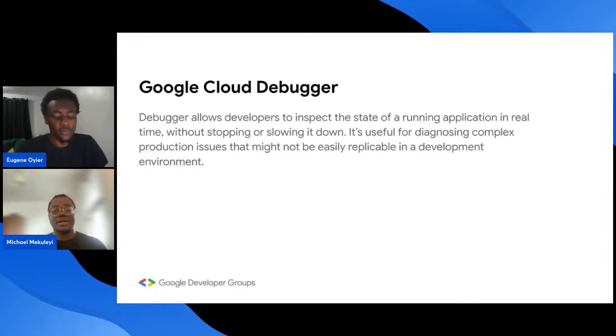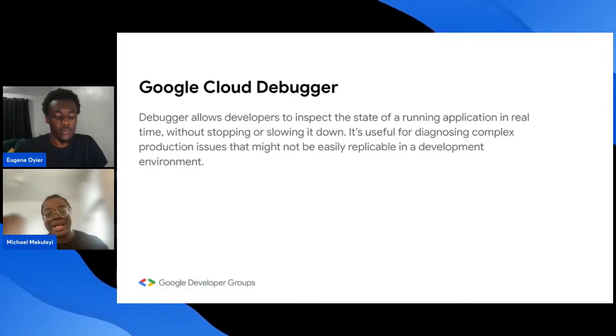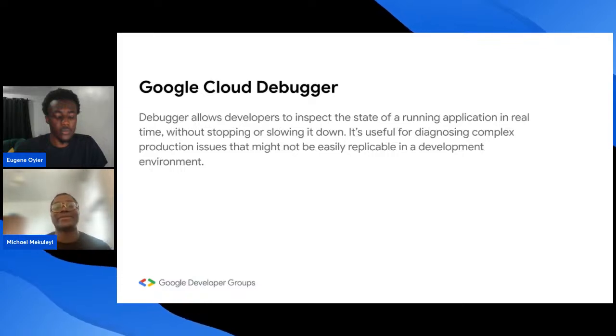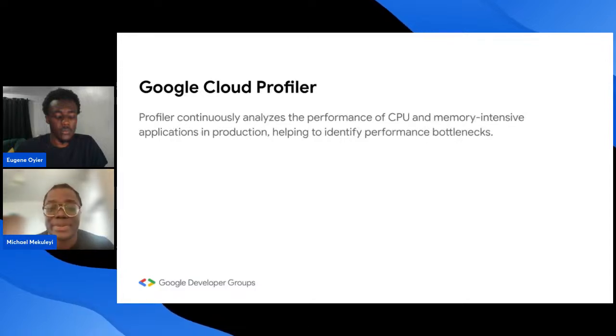There's also Cloud Debugger. Cloud Debugger allows developers to inspect the state of a running application in real time without stopping or slowing it down. With Cloud Debugger, you can set up breakpoints, inspect the state, and even inspect variables at runtime without slowing down or stopping your application. It is very light. It has libraries available in Python, Node.js, and Go, and you can use it in your code. It is useful for debugging complex production issues that might be difficult to replicate.